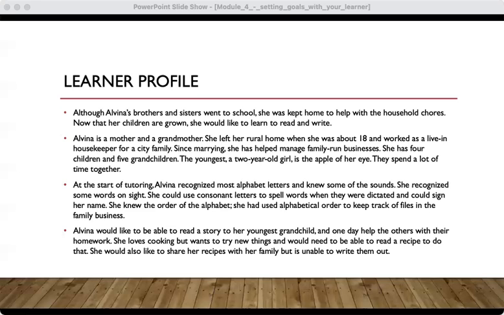Alvina would like to be able to read a story to her youngest grandchild and one day help the others with their homework. She loves cooking, but can only do recipes she creates or has done for many years. She wants to try new things and would need to be able to read a recipe to do that. Okay, this confirms our suspicion. Her grandchildren are the main reason she's seeking help at this time. We get a good sense of her goals. Can we list them? Read a story to grandchild, help grandchildren with homework. You may want to find out what subjects in particular. And she wants to be able to read a new recipe and write out her own recipes to share with friends.